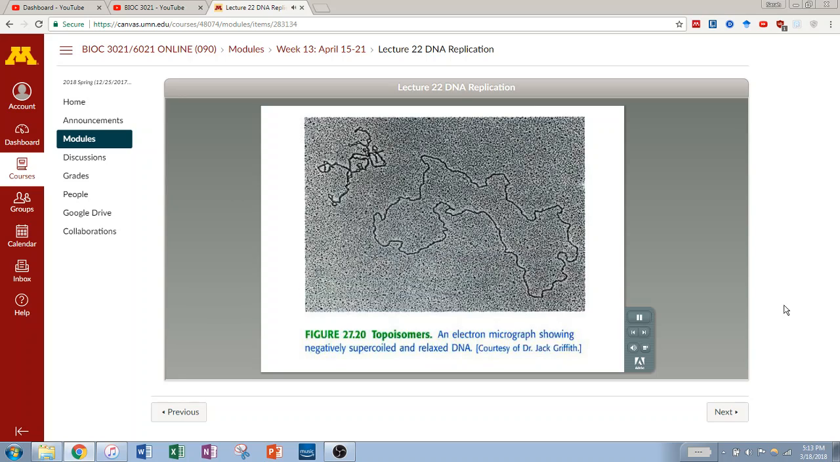The DNA sample on the left is supercoiled. It looks like an overwound rubber band. The DNA sample on the right is relaxed DNA. It seems to be very content.